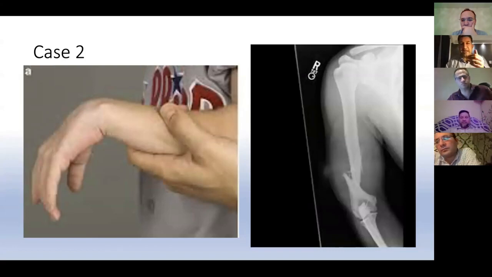I need to get onto the operation. I need to get onto posterior approach. I need to get onto plating, extra-articular locking plate. I need to get on to tendon transfers. If you're not going near that, you're not scoring a 7 at all. And you're lucky to score a 6.